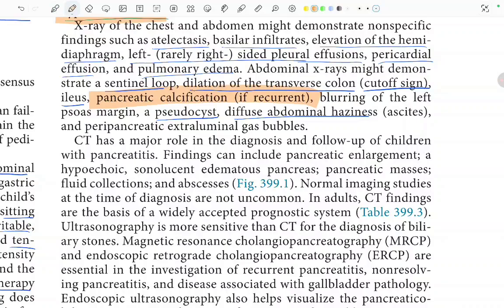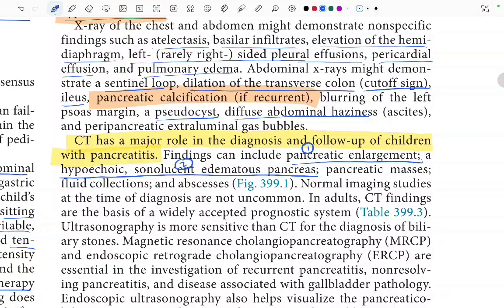CT has a major role in the diagnosis and follow-up of children with pancreatitis. Findings that can be seen on the CT include pancreatic enlargement, and a hypoechoic, sonolucent, edematous pancreas.